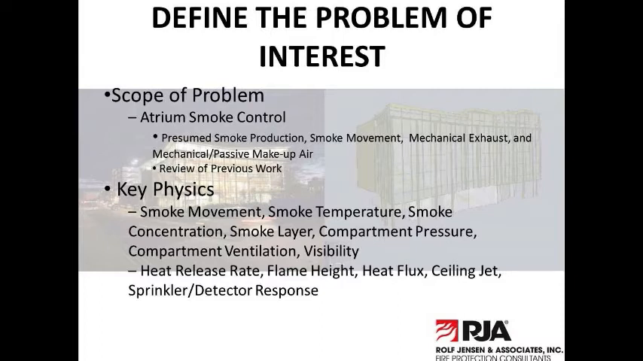So in looking at that, we know that we have an atrium smoke control problem effectively. There's certainly been lots of work on atrium smoke control, both using models and using hand calculations. There's actually been a fair amount of testing and so forth. So it's a relatively well-defined area of our work. But going through in the beginning, what is the problem? I think we're going to need to look at smoke production, smoke movement. Certainly we might have mechanical exhaust. It might be passive exhaust or passive venting. We might have mechanical or passive makeup air.